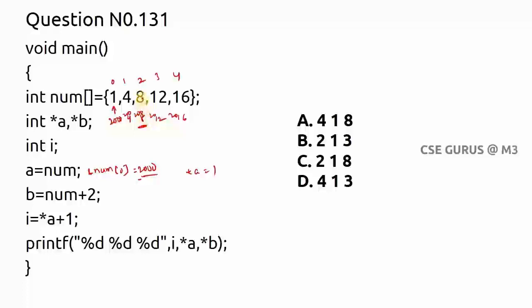So in our example the b value is the address 2008. If I ask you what is pointer b, the value inside this address is 8. Now coming to this one, pointer a plus 1. What is pointer a? The value, 1. 1 plus 1 equals 2. So the value of i is 2. So printf prints i value 2, pointer a value 1, and pointer b value 8. The answer is 218. Option C is correct.